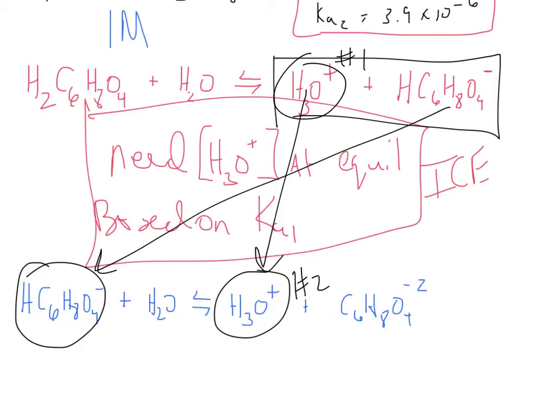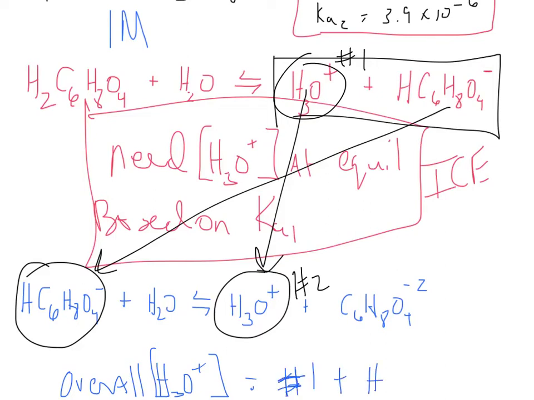When I solve for the pH, I need my overall H3O+ concentration, and that's going to equal number 1 plus number 2. I would take both of these values and add them together, and that would give me my complete total hydrogen ion concentration in solution.